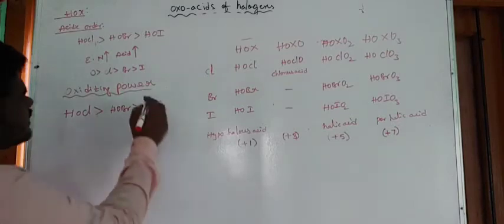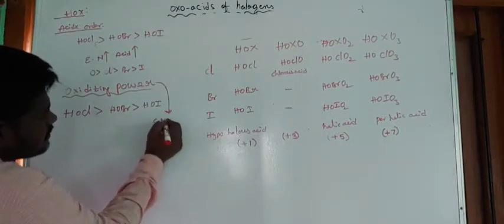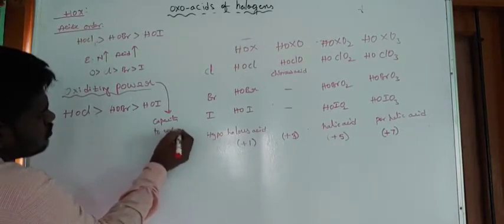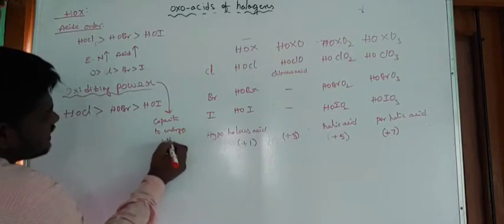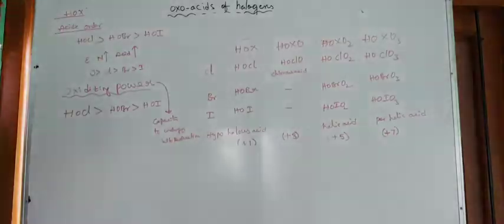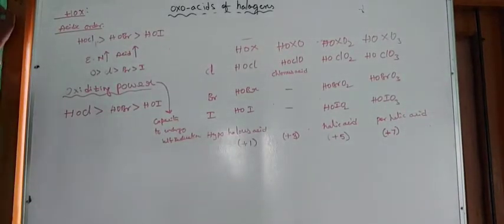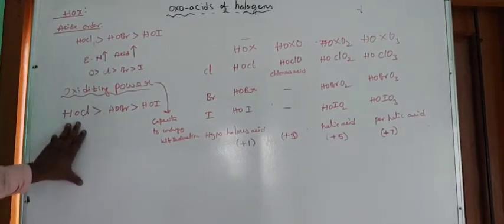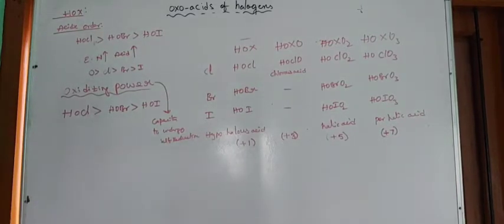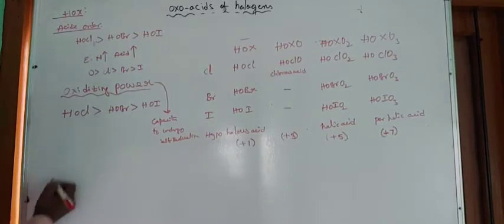So first, oxidizing power means what guys? The capacity to undergo self-reduction is known as oxidizing power. So here HOCl has more ability to undergo self-reduction than all the remaining ones. So let us see what is the reason for this. First one, we can explain this based on electrode potential value.